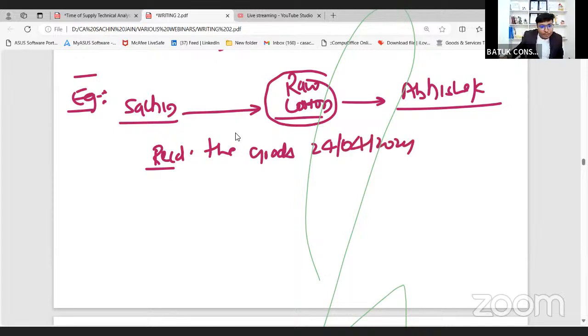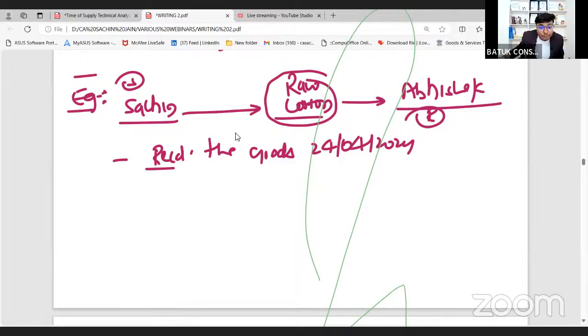Because now Abhishek has to pay the tax amount under RCM, because Abhishek is recipient in this specific situation. Abhishek is recipient and Sachin is supplier. So now Abhishek has to make the payment of taxes under reverse charge mechanism. So what will be the time of supply for Abhishek to make the payment of taxes under reverse charge mechanism?